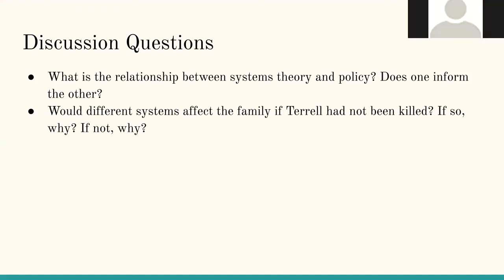And the second question is, would different systems affect the Collins family if Terrell had not been killed? So if he had not passed away, would there be different systems in place? Would there be systems that are present now that wouldn't be present? So kind of just analyzing that situation a little more and seeing the true effect that Terrell's death had on the family and their systems.